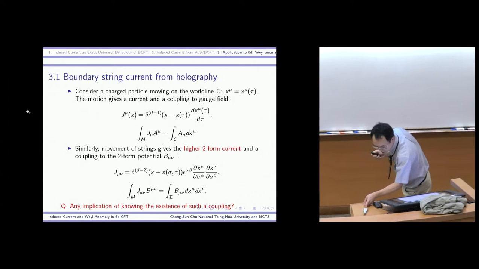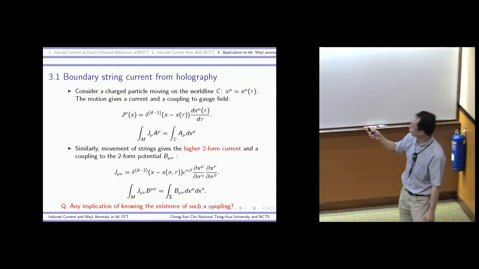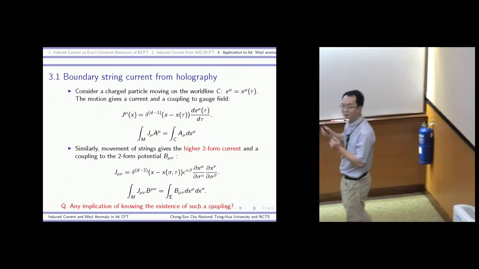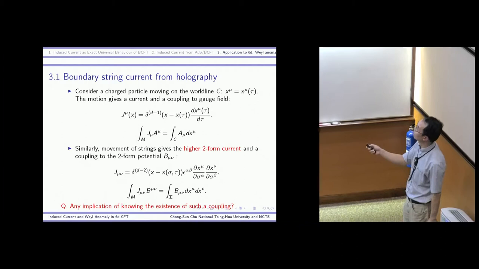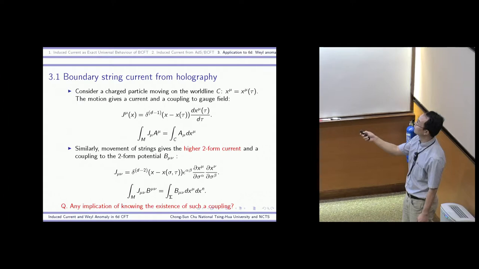Yeah. So okay. So now I want to look at this. Now everything I said can be generalized. Many things, not everything, many things can be generalized to six dimensions. So in six dimensions, instead of looking at particles, we look at strings. That's a natural object. So for a particle, the particle motion induces a current and the current couples to the gauge field, so standard.